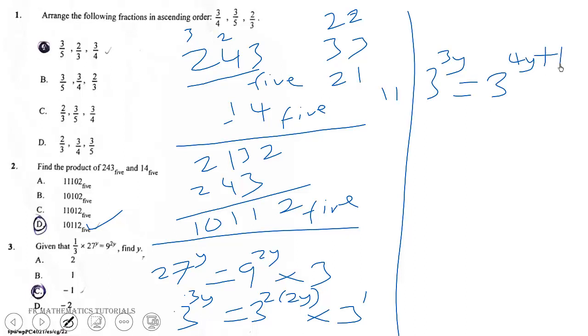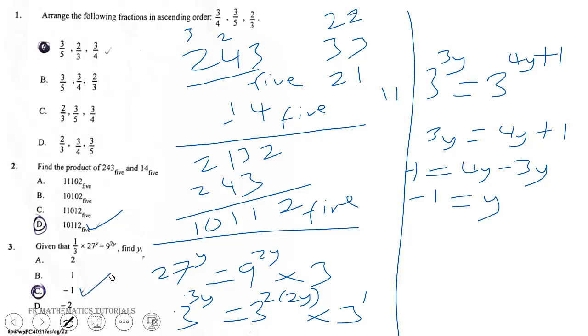So equating the exponents, we have 3y is equal to 4y plus 1. So when we swap the positions, we have negative 1 will be equal to 4y minus 3y. So negative 1 will be equal to y. So the correct answer is negative 1.